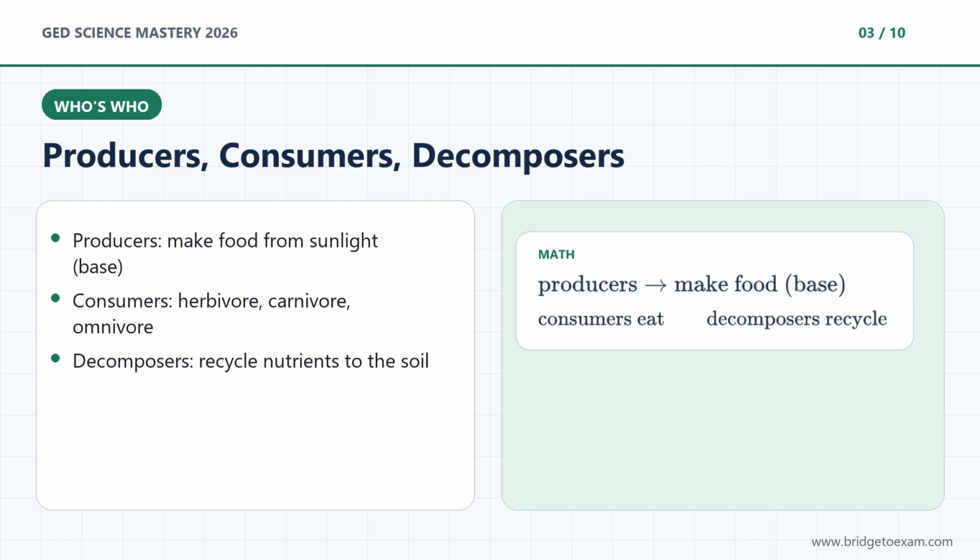Let's name the roles clearly. Producers, also called autotrophs, make their own food from sunlight, plants and algae. They are the base of the whole pyramid. Consumers eat other organisms. A herbivore eats plants, a carnivore eats animals, and an omnivore eats both. Decomposers, like bacteria and fungi, break down dead matter and return the nutrients to the soil where producers can use them again. Producers make, consumers eat, decomposers recycle. 3 roles that keep an ecosystem running.